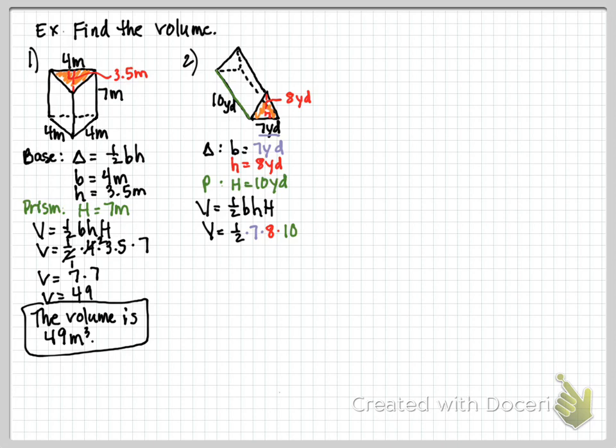Okay, so let's take half of something. 2 goes into itself once and into 8 4 times, and then we'll just multiply. 7 times 4 is 28, times 10, and we get 280. So we would say the volume is 280, and this time it's going to be cubic yards. Okay?